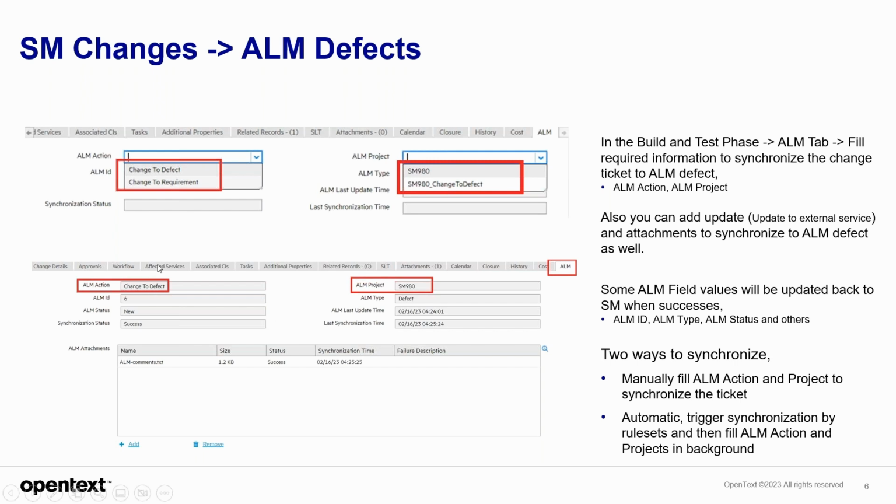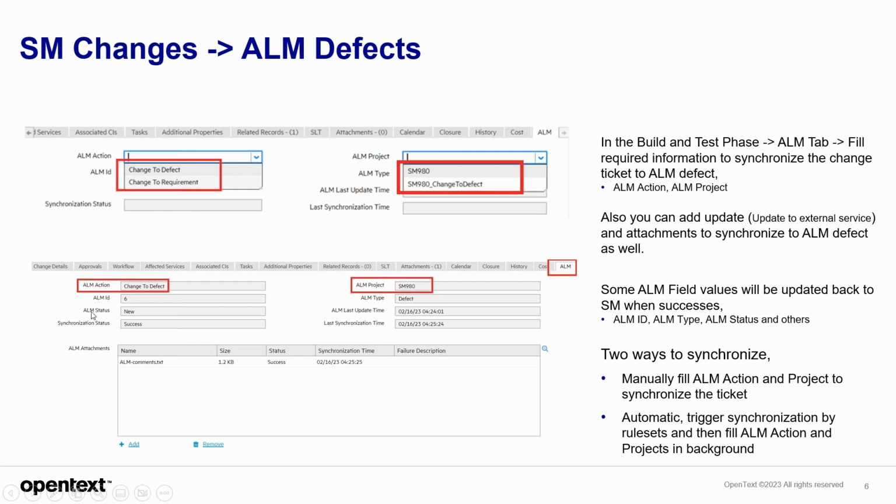And after the synchronization job is finished, the values will be updated and all of them are read-only. So this picture shows the synchronization job finished. After it finished, you will find the ALM ID is 6. It means a new defect was created in ALM. The ID is number 6. And the type is defect. If this is changed to requirement, then the type is requirement.